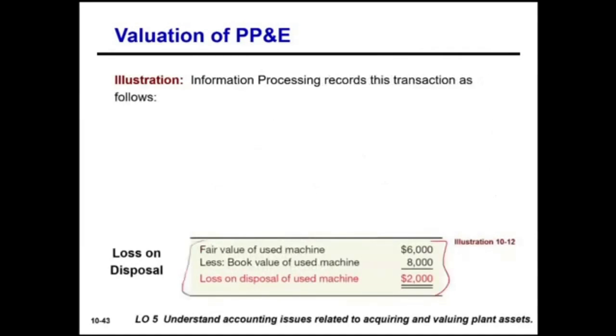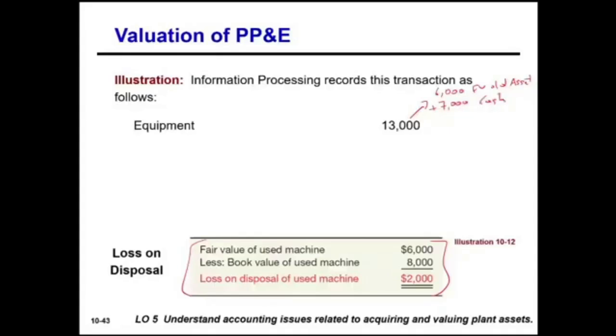The loss is 2,000. So what is the entry? Well, we're going to book the asset as 13,000. Why is it 13,000 once again? The 6,000 fair value old asset plus $7,000 cash. Those two together equal the 13,000.